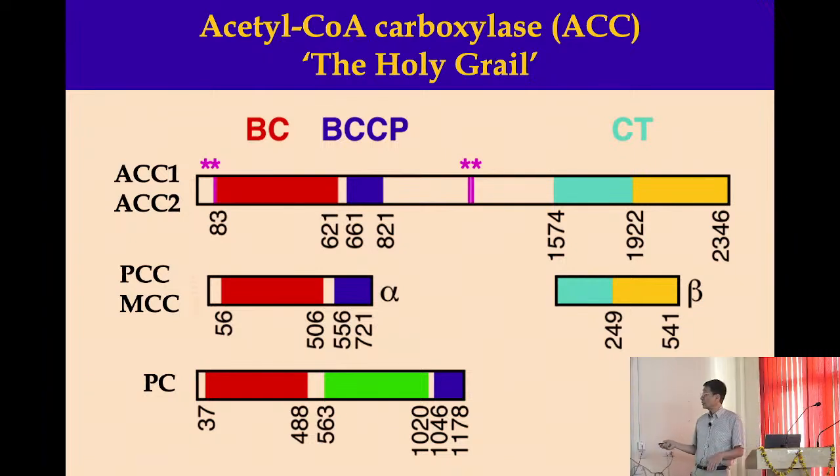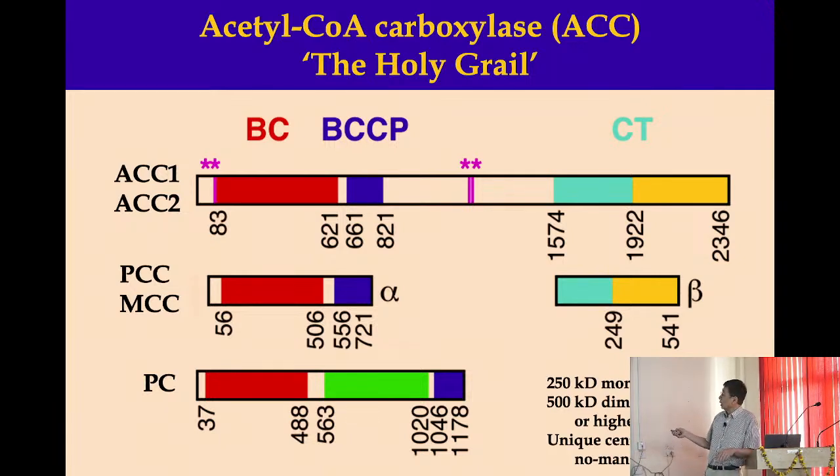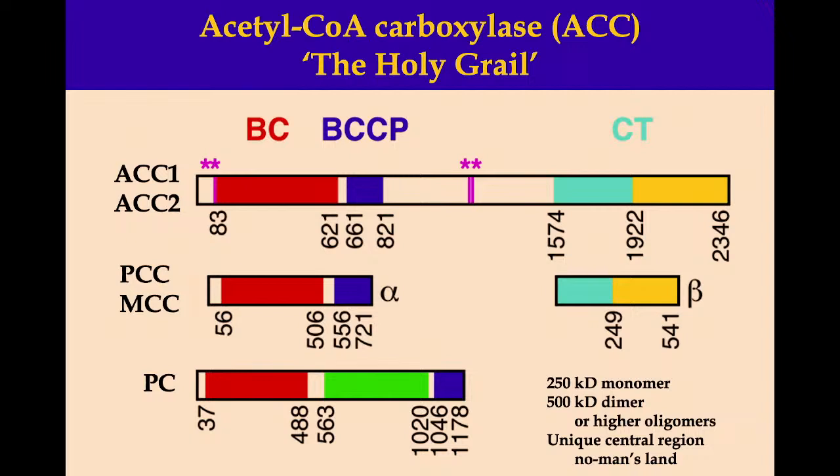So we learned quite a bit about this enzyme, but ultimately that's the holy grail. So why is it so difficult? As I said, it's a 250 kilodalton monomer, the dimer is 500 kilodalton, and then this central region I call no man's land because we have no idea what it does. As I said, it has no homologs in the sequence database.